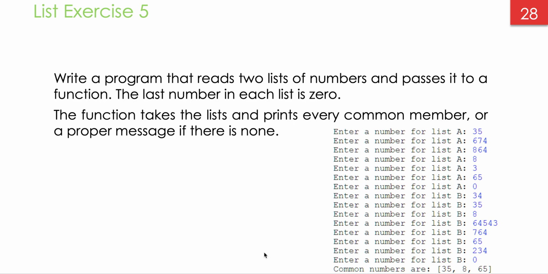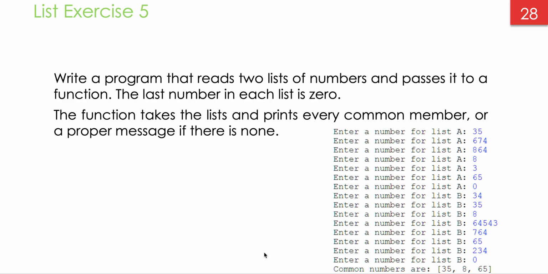In this exercise, we want to write a program that reads two lists of numbers. We don't know how many numbers. All we know is the last number is 0, and we assume that 0 is not one of the numbers. Then the program uses a function and passes these two lists to that function, and the function needs to find the common numbers between two lists and then put them in another list and then print them.